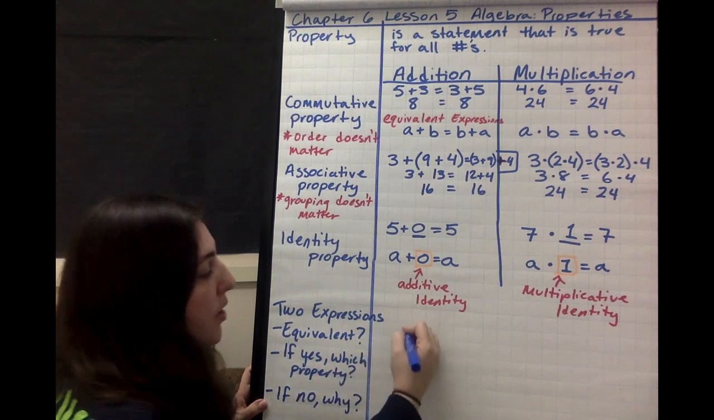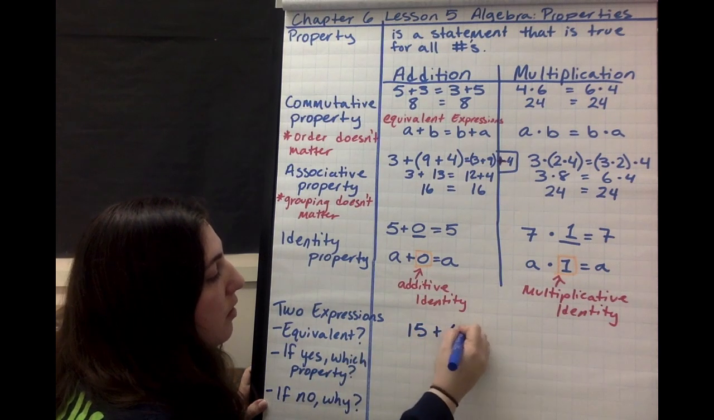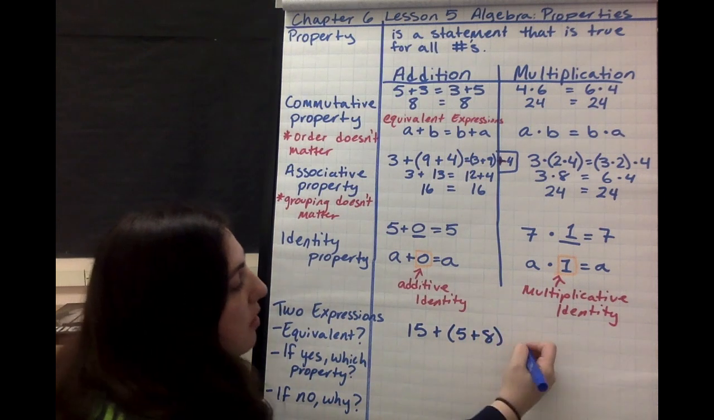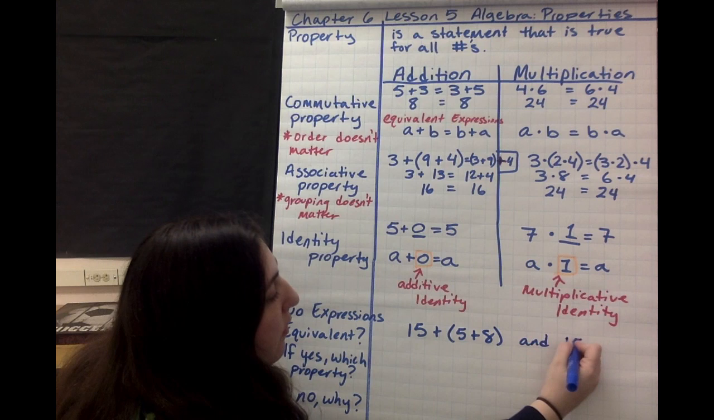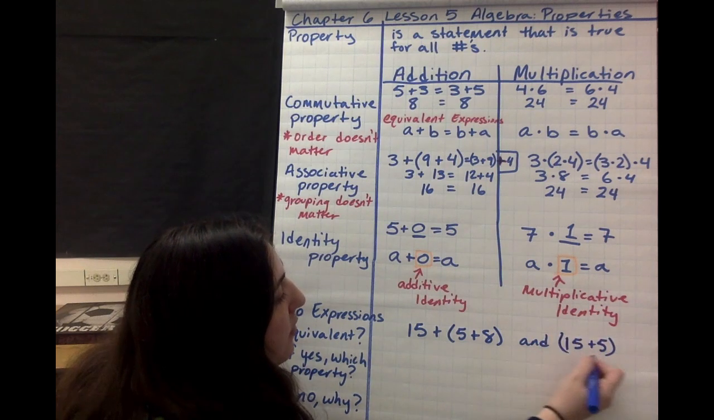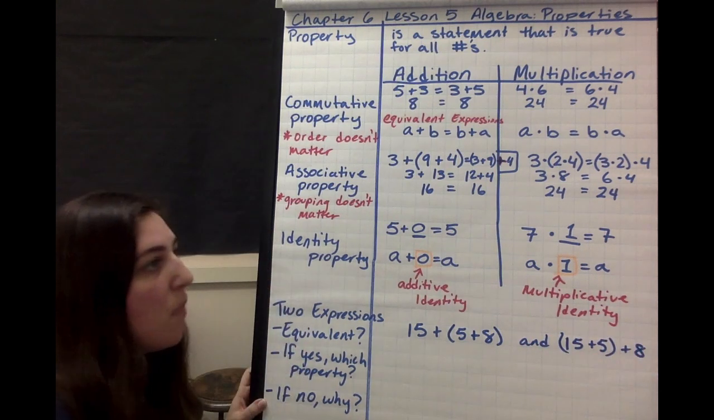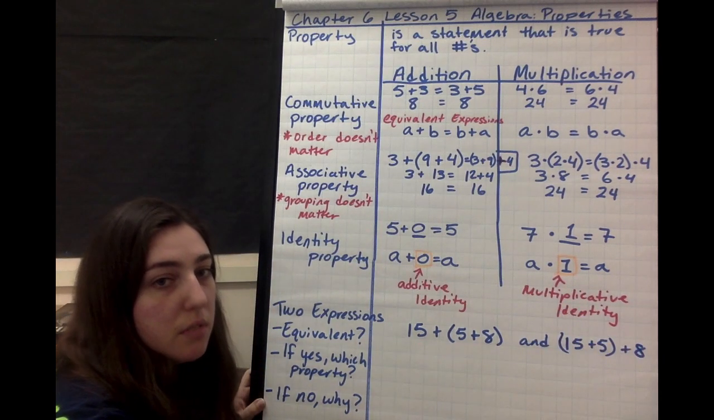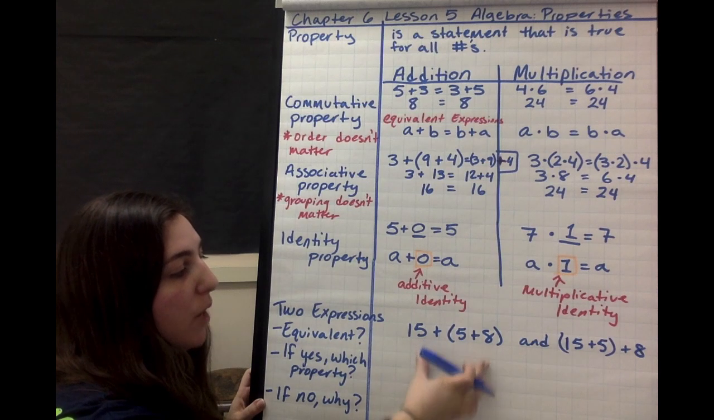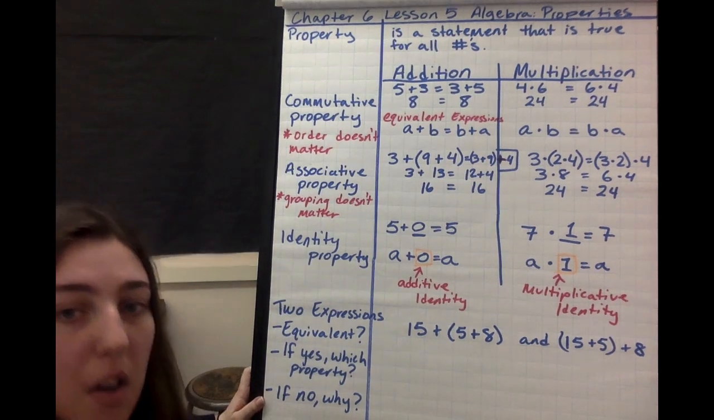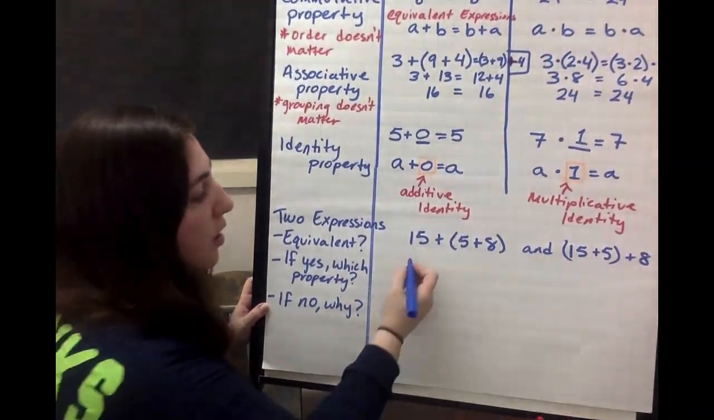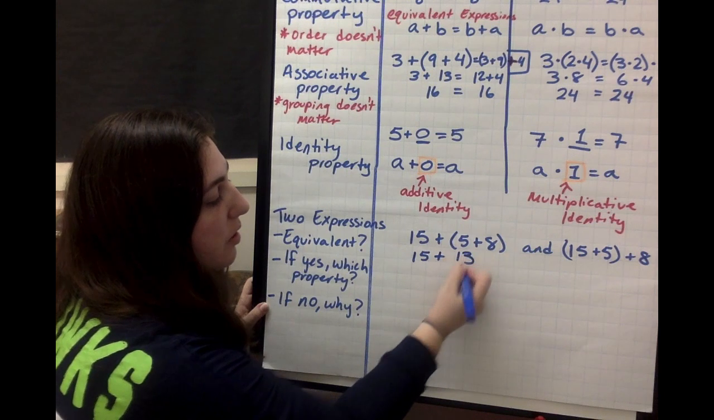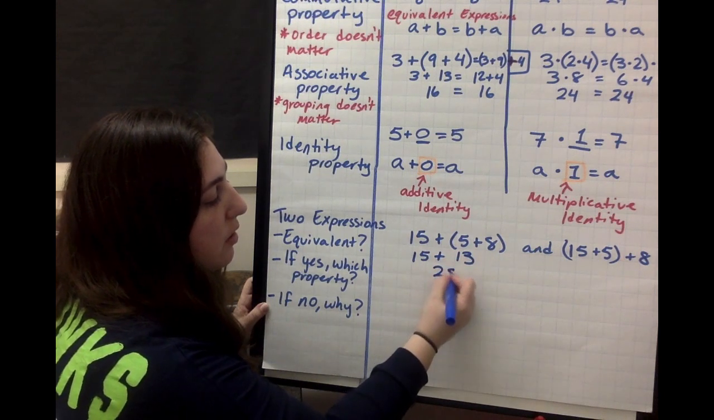So here are your two expressions, 15 plus (5 plus 8) in parentheses, and (15 plus 5) plus 8. Okay, so I'm going to ignore this, and I'm just going to go through and solve. When I go through and solve this side first, that's how I'm determining if they are equivalent. So 15, I'm going to do what's in parentheses first. 5 plus 8 is 13. 15 plus 13 is 28.